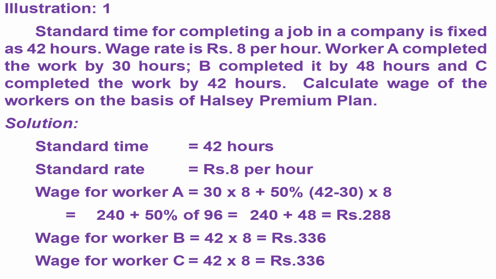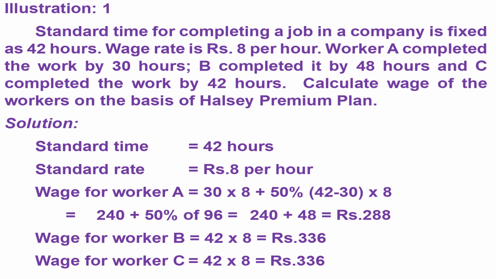Illustration 1. Standard time for completing a job in a company is fixed as 42 hours. Wage rate is 8 rupees per hour. Worker A completed the work in 30 hours, B completed it in 48 hours and C completed the work in 42 hours. Calculate wage of the workers on the basis of Halsey Premium Plan. Solution. Standard time equals 42 hours. Standard rate equals 8 rupees per hour.